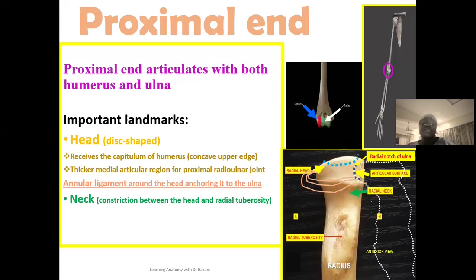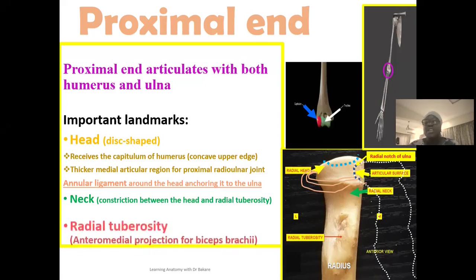The neck of the radius is a constriction that is seen just after the head of the radius, and it is seen to be located between the head and also the radial tuberosity, which is the next sub-region we'll be going to after the neck. It is also important for us to include that part of the annular ligament also extends to the neck region.